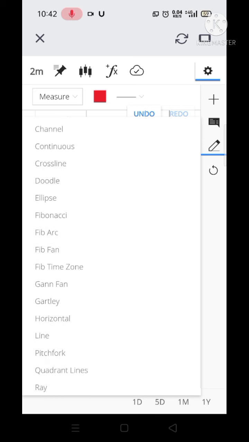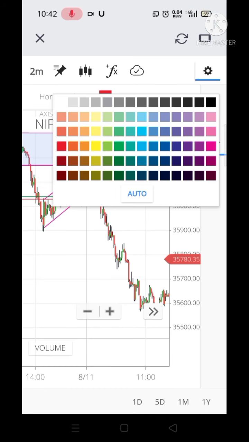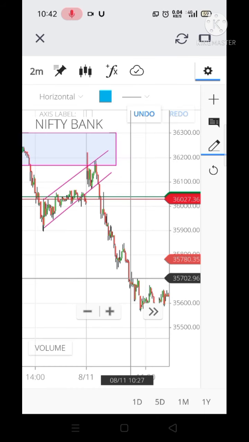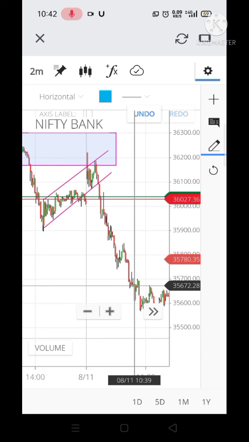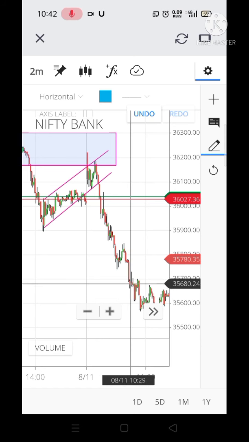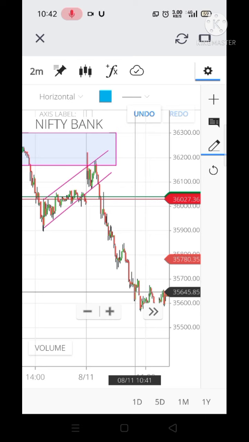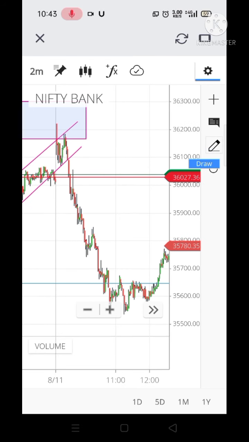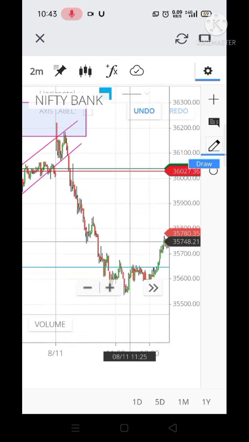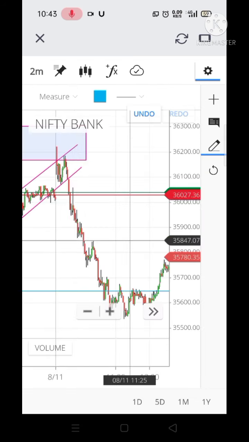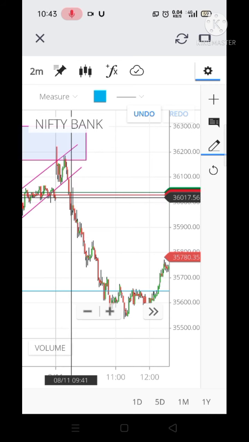Then I booked my target. I will mark my exit in blue. I booked somewhere here at 10:39. So if you see, within 1 hour, my entry was at 9:39 and my exit was at 10:39. So this was around 400 points.